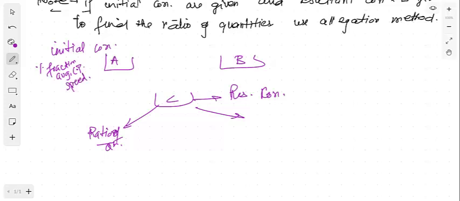ठीक है, ratio here can be given in the form of number of kg, number of observations. Okay, so whatever number it is given, that is to be kept here. ठीक है, and the percentage or fraction, whatever value is given, that is to be kept in initial concentration. Don't worry, अभी example करेंगे, समझ में आ जाएगा.